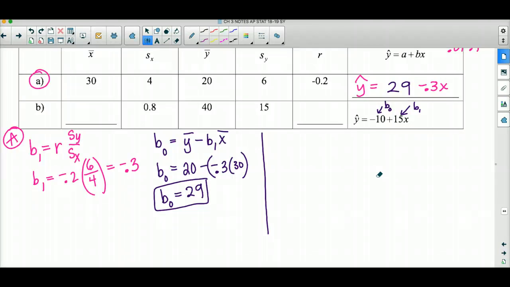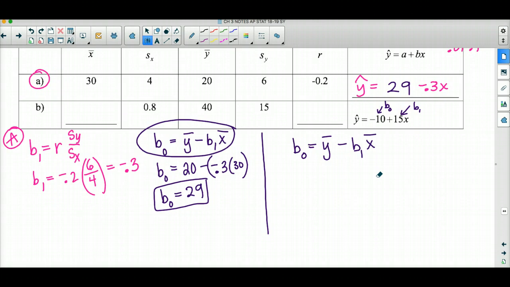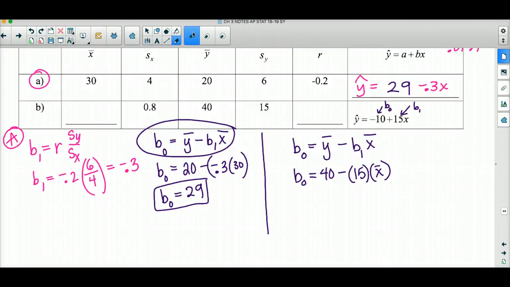Which do you guys want us to go after first? It doesn't really matter. X bar. Okay, so this is the equation that has X bar in it. B naught equals Y bar minus B1 times X bar. B naught equals, what is Y bar? 40 minus B1, which is 15, times X bar, and X bar is, I don't know. Well, oh, what did we have? We did have B naught, right? And our B naught is negative 10.